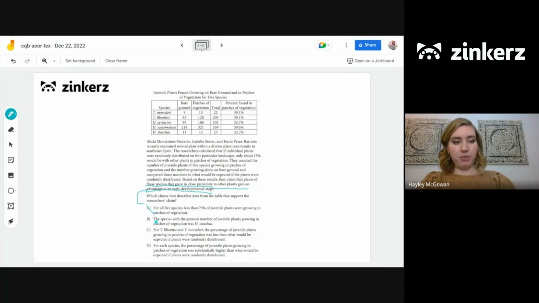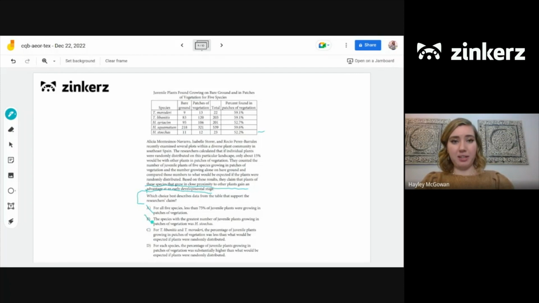Let's see B. The species with the greatest number of juvenile plants growing in patches of vegetation was H. stochas. All right. So it looks like this is actually incorrect. This is the last row of the table here. The greatest number of juvenile plants growing in patches of vegetation. So this actually has, it looks like, the lowest percentage found in patches of vegetation. So B would not be the best choice.